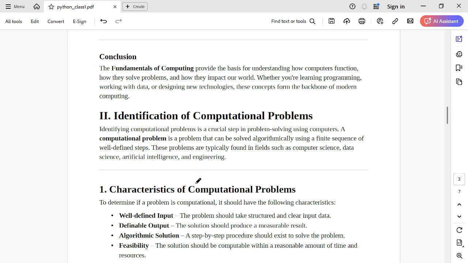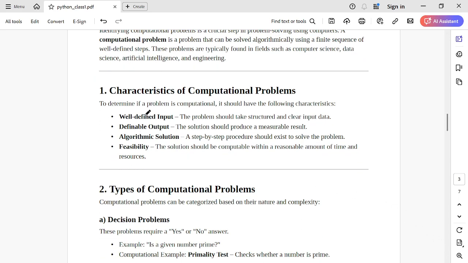How to identify a computational problem. It is a crucial step in problem solving using computers. A computational problem is a problem that can be solved algorithmically using a finite sequence of well-defined steps. These problems are typically found in fields such as computer science, data science, artificial intelligence, and engineering. First, we will see the characteristics of computational problems.